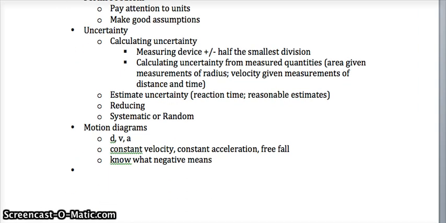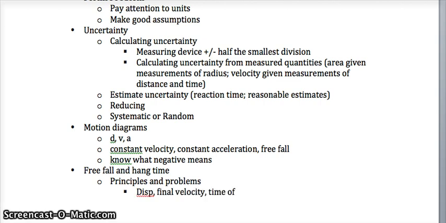Then we move to free fall and hang time. So I want you to know the principles of each and how to calculate answers to problems. With regard to problems, you could know something about distance, displacement, final velocity, time of flight, that sort of thing.